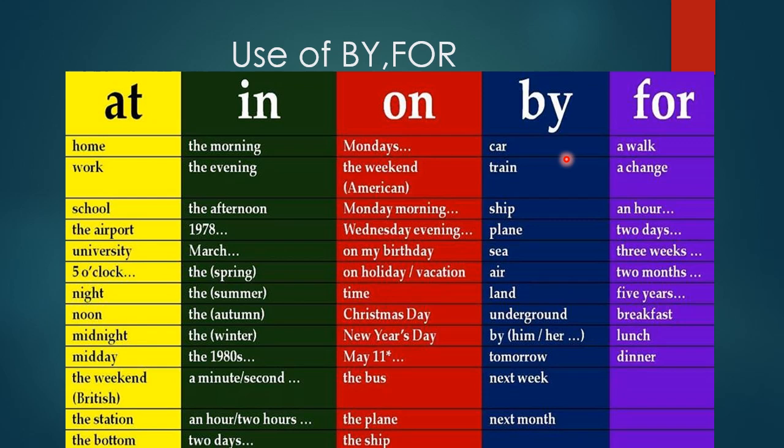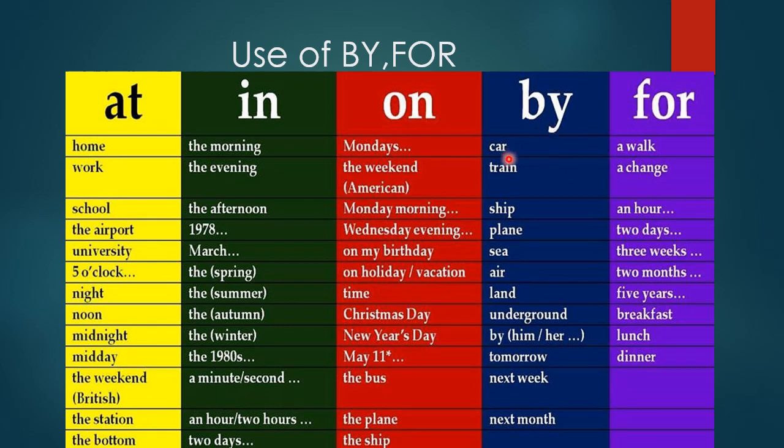Clear? Come and sit by me. That's one example I'm giving you. Come and sit by me. Next example, the procession went by our house. So by is the preposition which is used to indicate the relation, along with for.